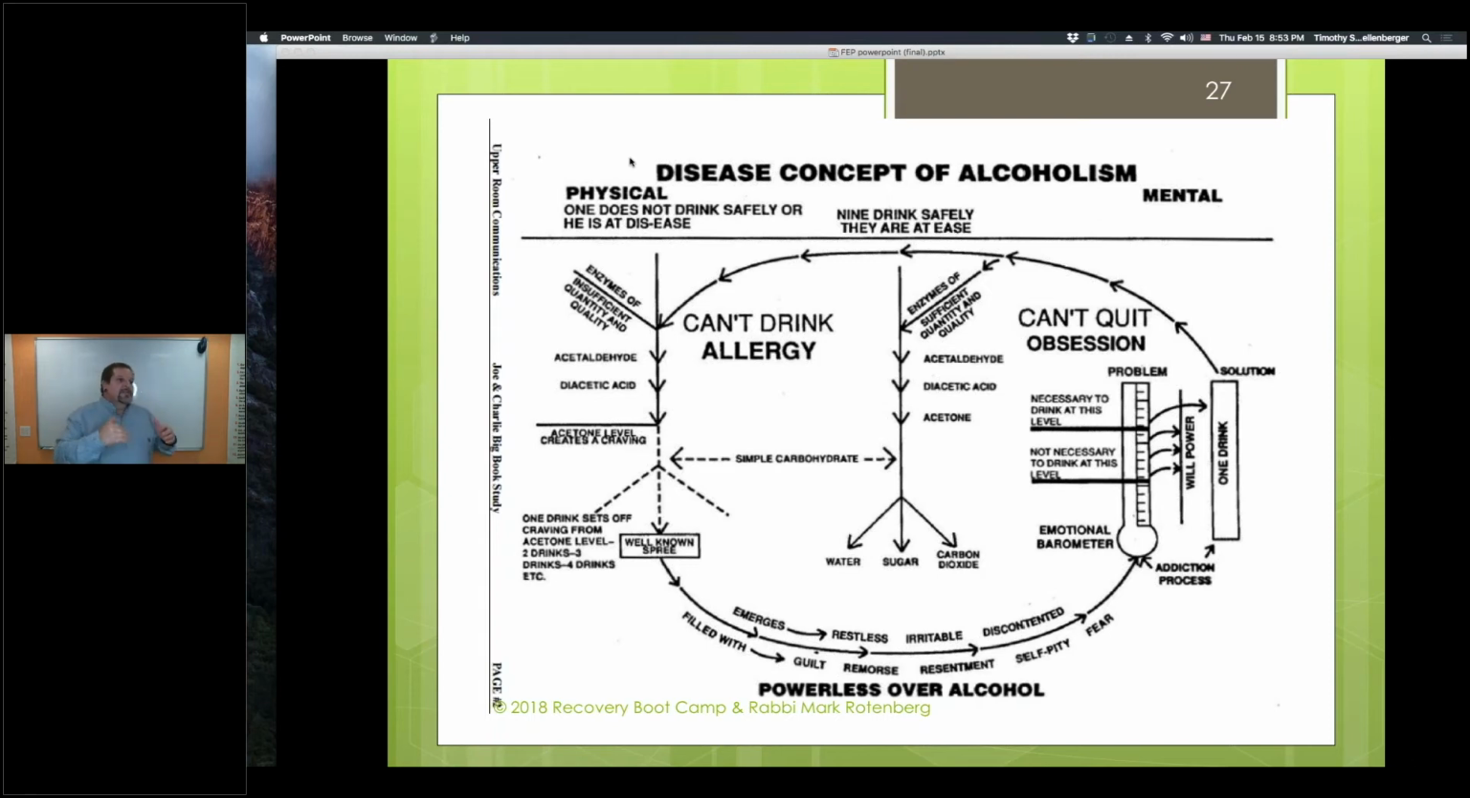Then we see how the enzymes of insufficient quality create that, where it does not go to the sugar, the water, and the carbon dioxide, right? We take that into the obsession where we can't quit. We think about it continuously, and now I have a necessity to drink. You know, I live to drink in the beginning. Oh, I drink because I like it. Then I live to drink. Gotta have a drink. How many times? Dude, I need a drink. I gotta have a drink. And then I drink to live at the end of that cycle.